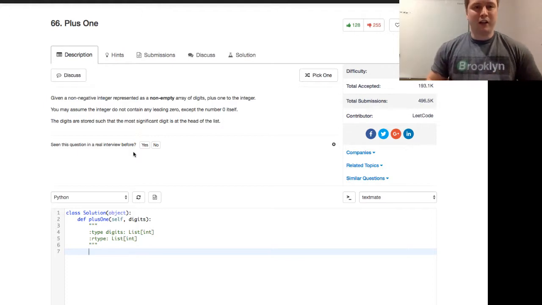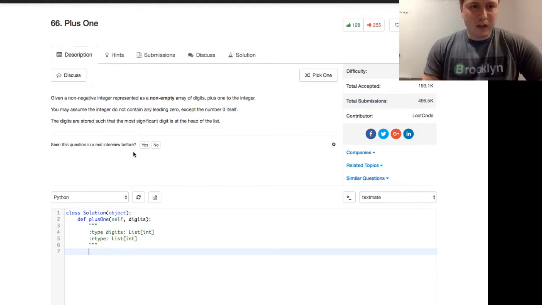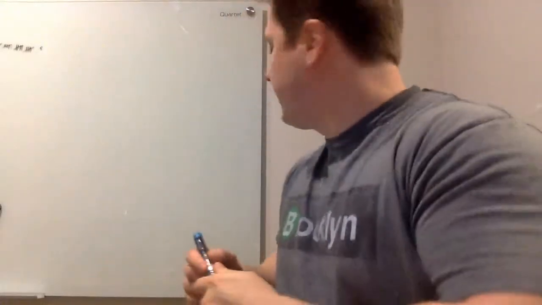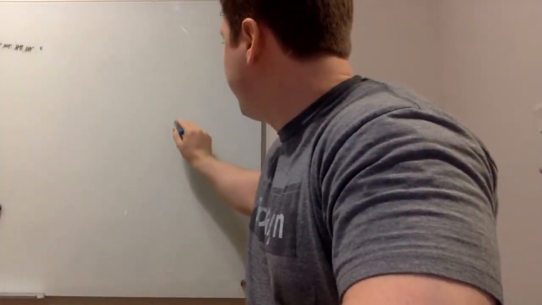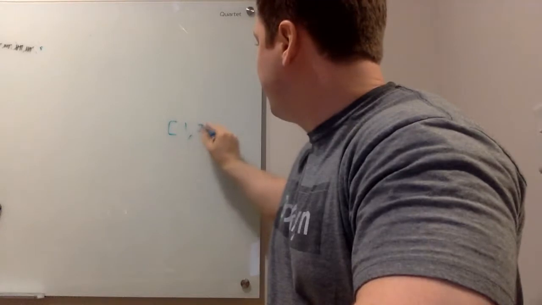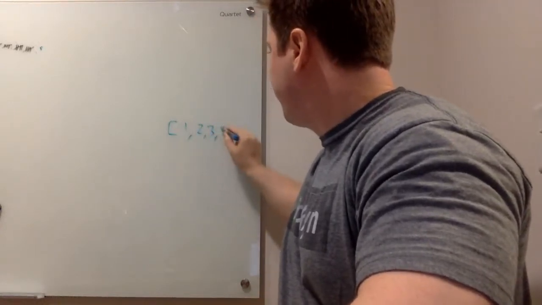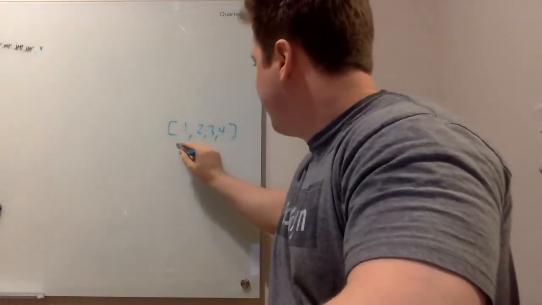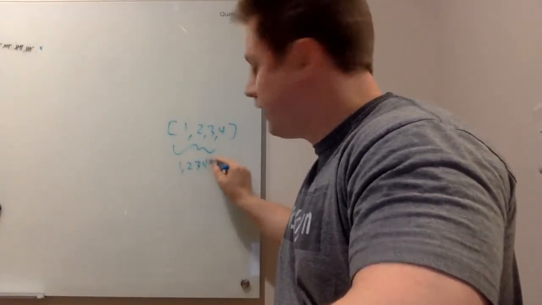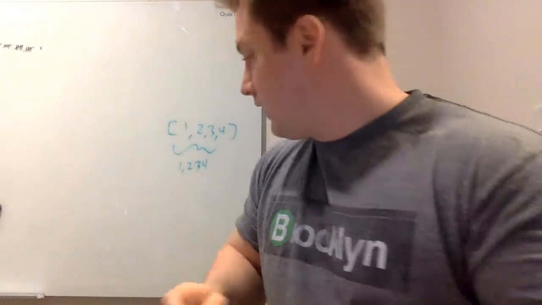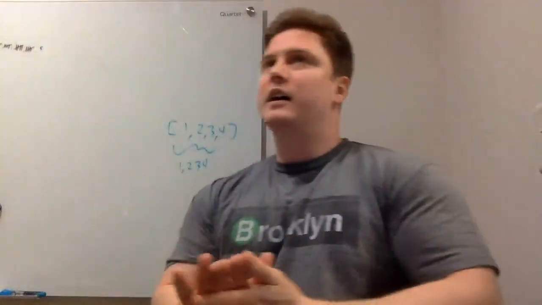We're going to hop right into this plus one. The digits are stored such that the most significant digit is at the head of the list. So let's go to the big board. So we have a list of, you can kind of think of 1, 2, 3, 4. And this would represent the number 1,234. So this is the head of the list. So that's kind of relatively straightforward. I think it's good.